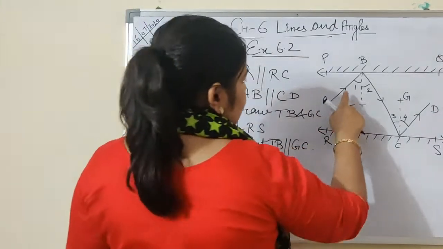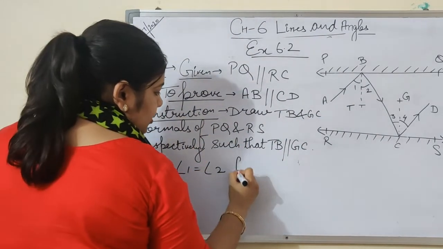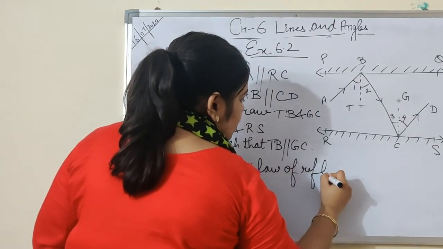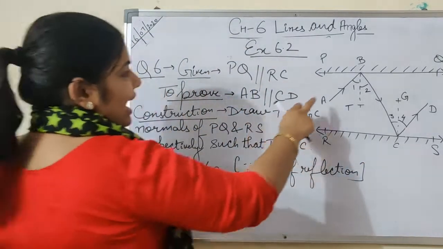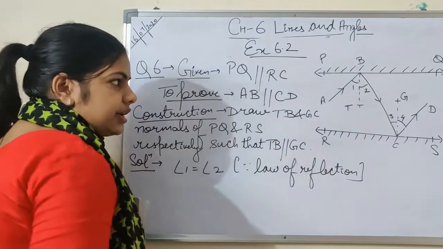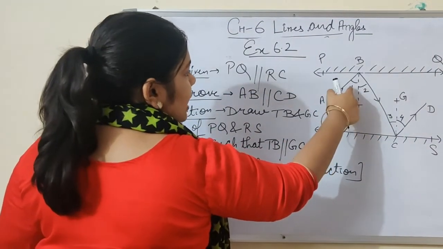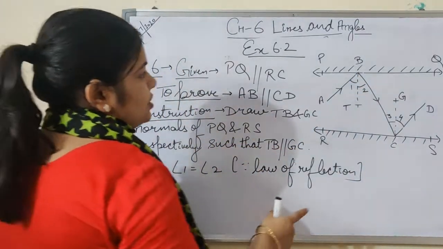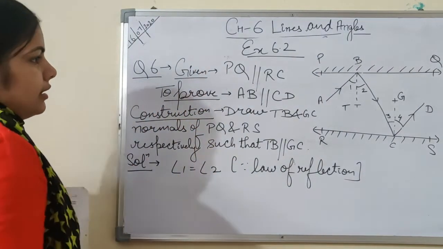Now first I can write that angle 1 is equal to angle 2 because of the law of reflection, as you have already learned in your sciences that angle 1 is always equal to angle 2 if AB is acting as incident ray and BC is acting as reflected ray, as these are acting here as angle of incidence and angle of reflection. So by law of reflection we can write that angle 1 is equal to angle 2.